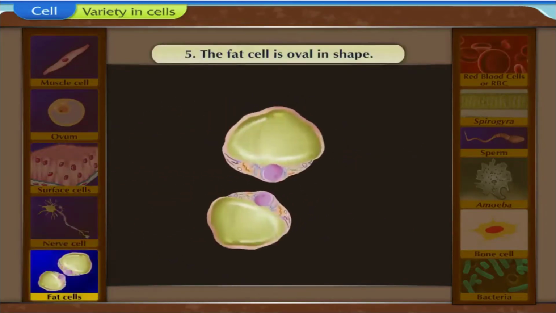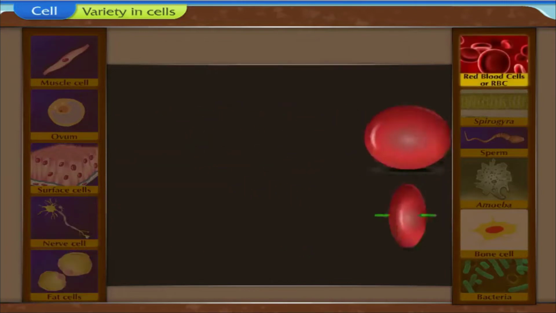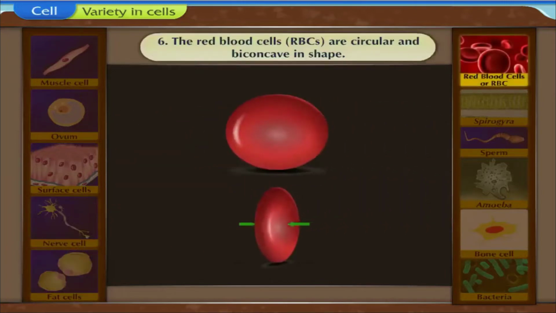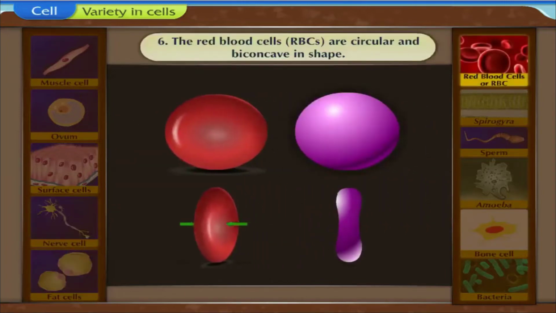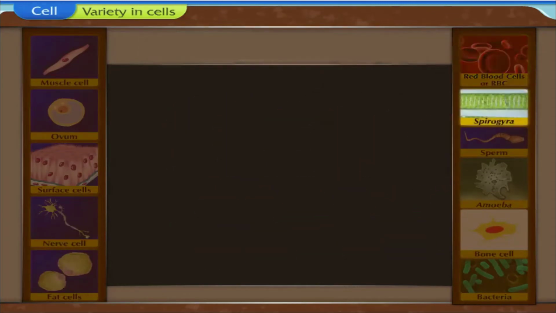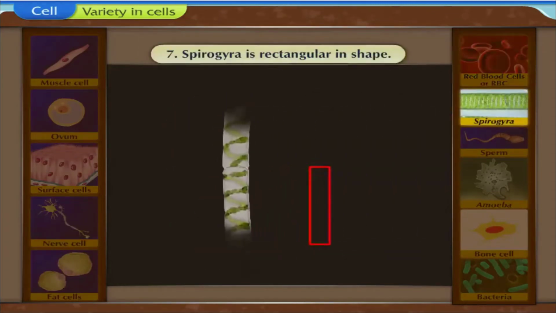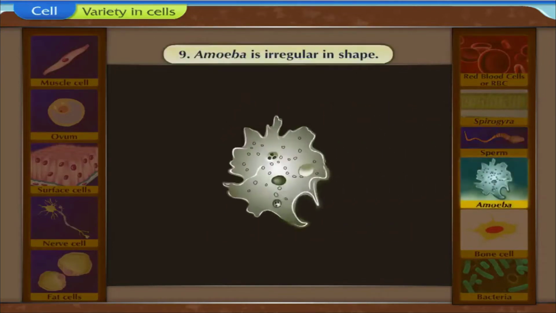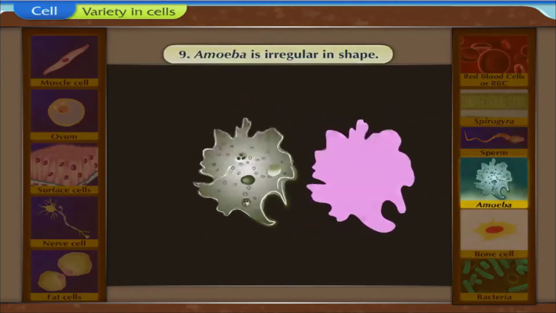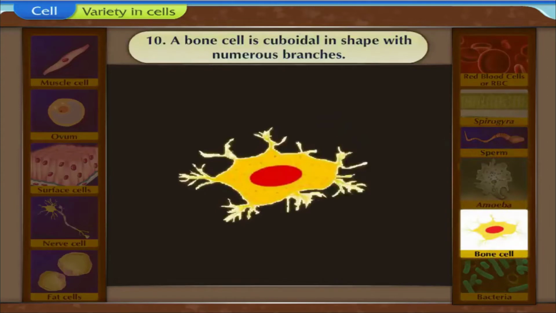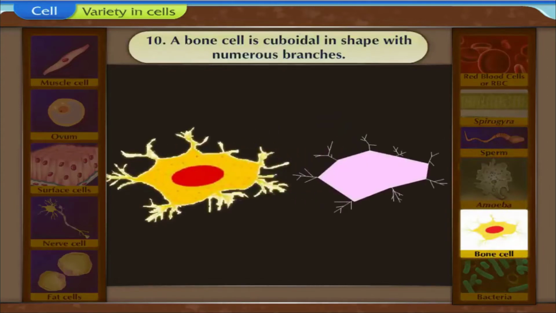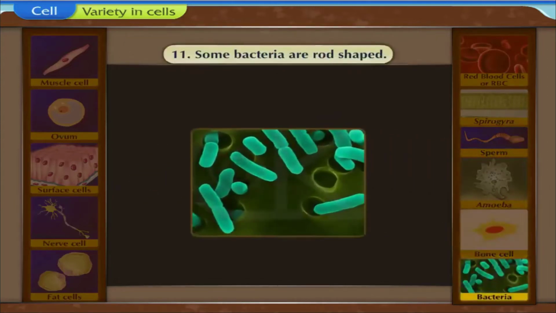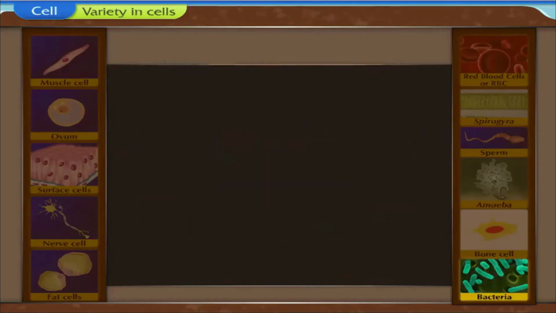The fat cell is oval in shape. The red blood cells or RBCs are circular and biconcave in shape, while the spirogyra is rectangular in shape. The sperm is spiral in shape. On the other hand, an amoeba is irregular in shape. A bone cell is cuboidal in shape with numerous branches, and some bacteria are rod-shaped.